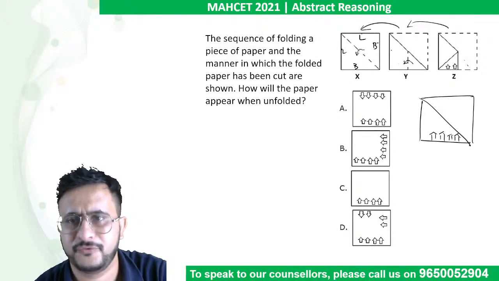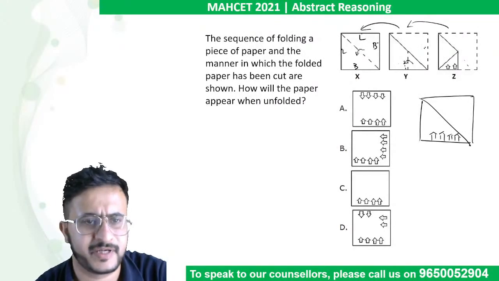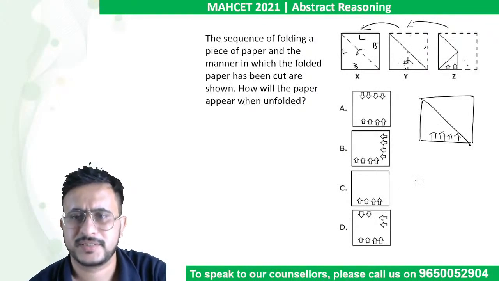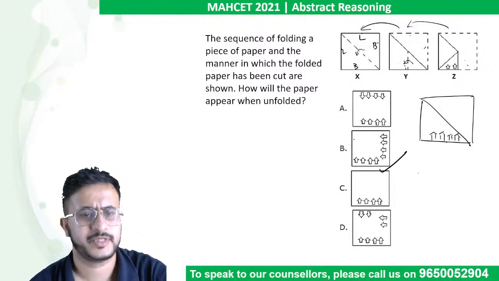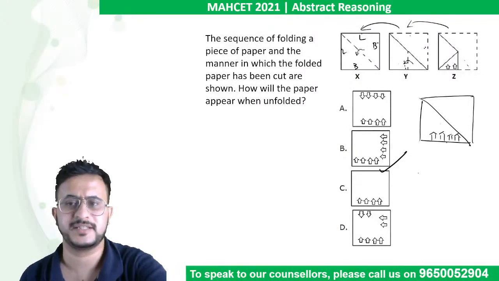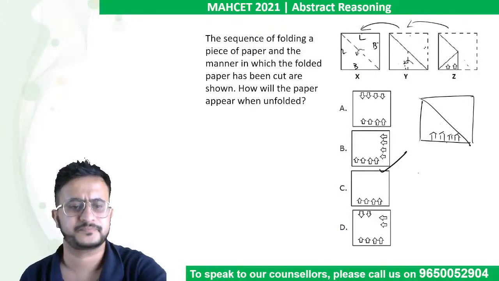So when I unfold it, whatever is on the bottom should reflect here. Whatever is on the left should reflect here. There is nothing on the left hand side, so nothing would come here. There are four arrows on the bottom, so these four arrows will come this side. So when I unfold it, I'll get four arrows here and the four arrows like this also. So that is in option B, right? So when I unfold it, I will get this as the image. Okay.